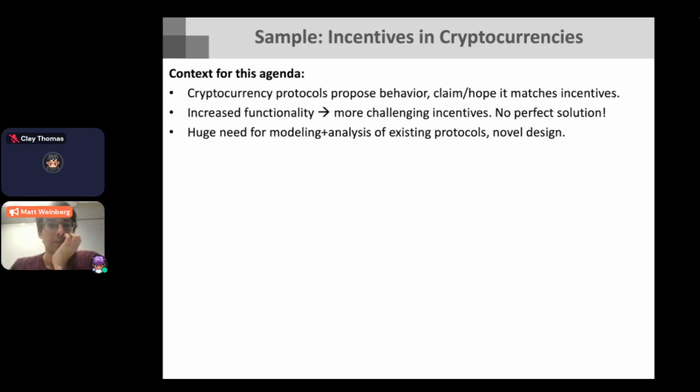Cryptocurrency protocols propose behavior, and they claim it matches the incentives. And this is getting harder and harder as cryptocurrencies have more and more functionality. The incentives are becoming more and more challenging. It's not like there's a perfect solution and we don't know how to prove it works. I think for the most part, no one knows what to do, and every year, everything changes. And I think there's a huge need for modeling and analysis of existing protocols, and also to design novel things.